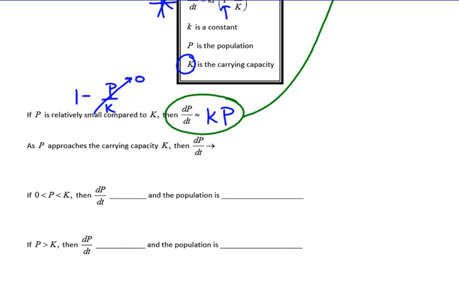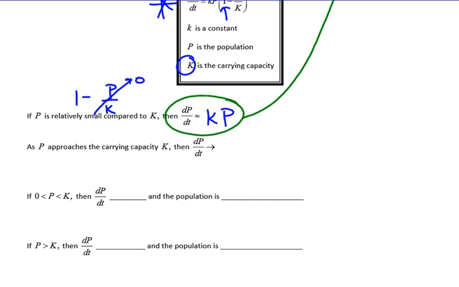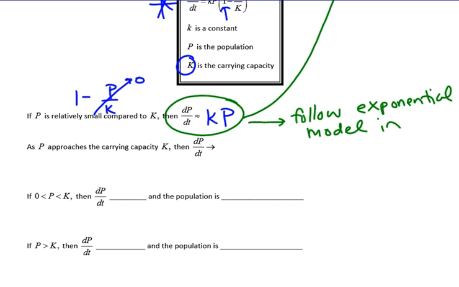So what that means is if the population at the beginning is very, very small compared to the carrying capacity, that is, if I start off with 2 rabbits on an island that can hold 10,000 rabbits, then they are going to increase exponentially at the beginning. So it's going to follow an exponential model in the beginning. A relatively small beginning population with a larger carrying capacity is going to look like it grows exponentially.